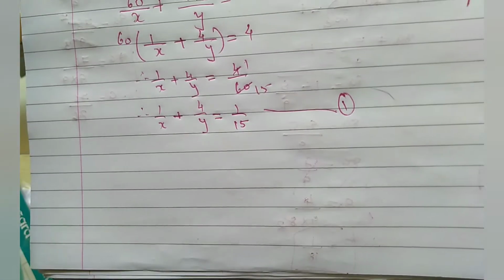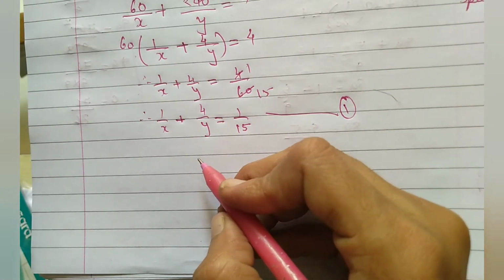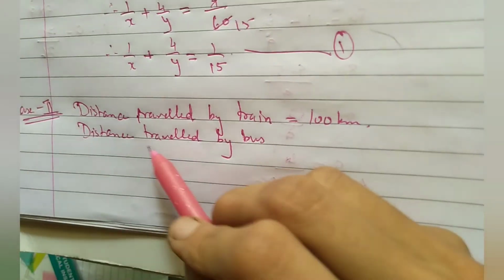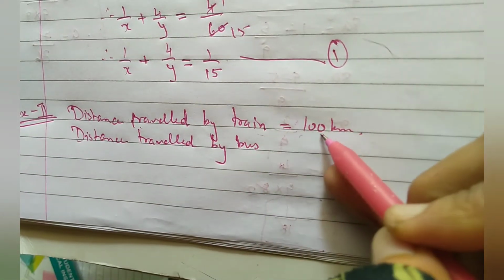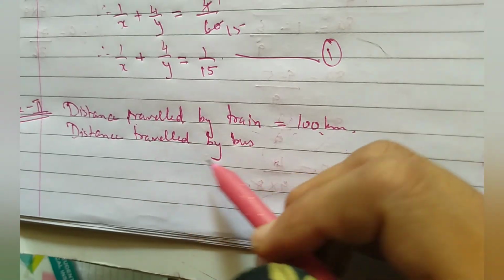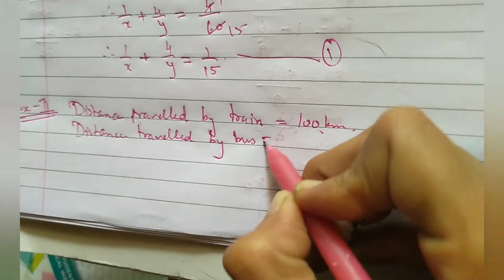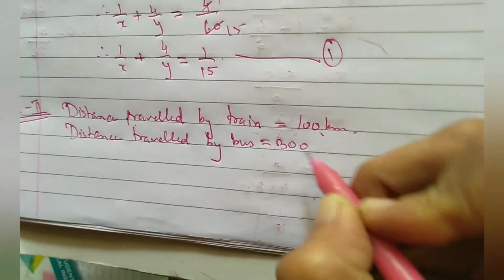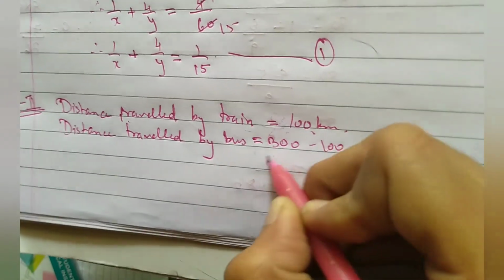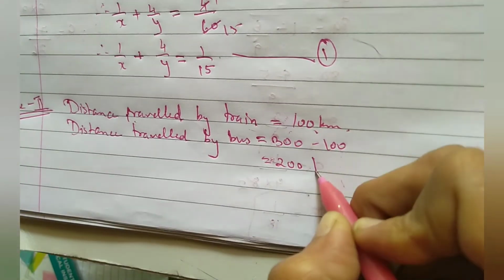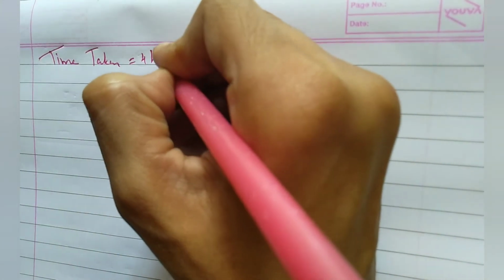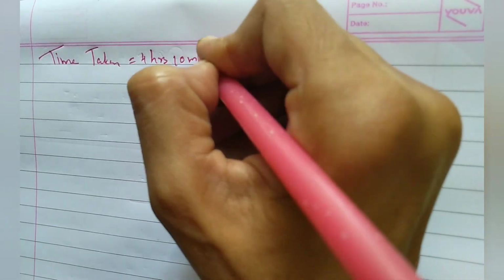Now for the another equation, case 2. Now case 2, distance travelled by train equal to 100 kilometer and distance travelled by bus, that we have to find out. So total minus 100, okay, so which is 200 kilometer. Time taken which is equal to 4 hours 10 minutes.